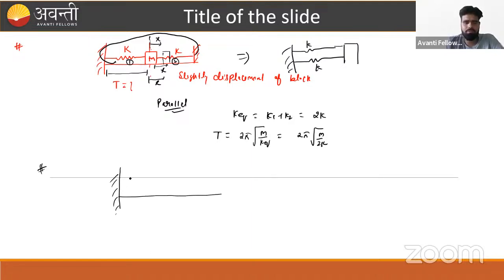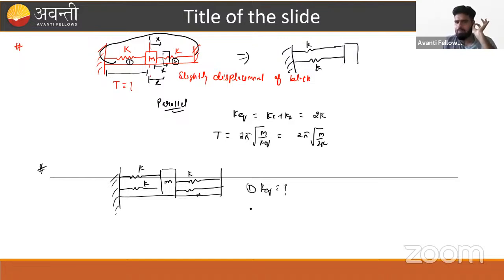See here, beta. This is the first spring. This is the second spring. Again, say this is the block M. All the springs have the spring constant K. In this problem, it is asked what is the K equivalent. First problem, what is the K equivalent, and second problem, what is the time period. I hope this is clear to everyone.